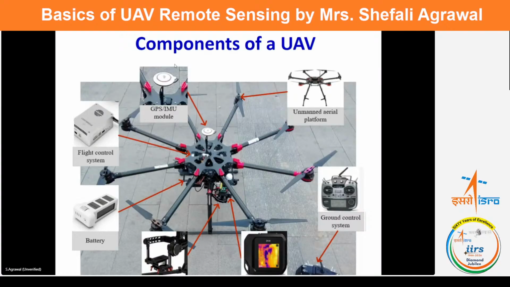And mounted on the frame are the motors, which act like the muscle of the drone. Without them, flight is not possible. So the more the power of the motor, the more the lift and the stability. These motors spin the propellers, which generate the thrust and lift the drone up. Propellers are nothing but the wings of the drone. Their size and angle decide how efficiently the drone can fly and its payload carrying capacity.